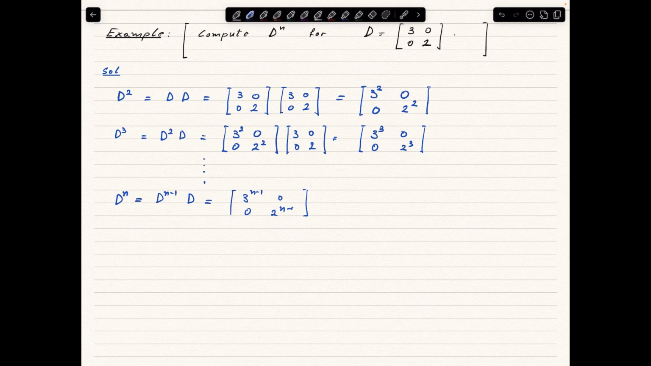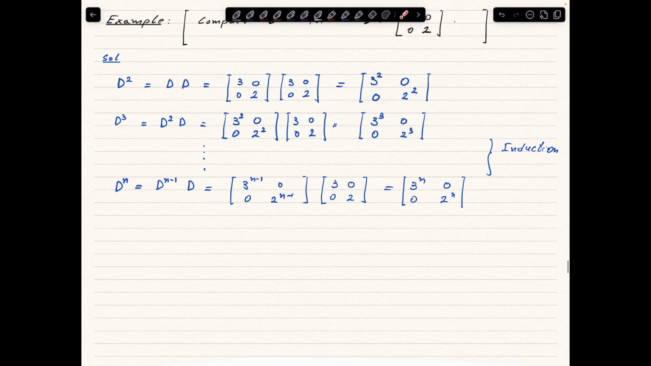And this has to be multiplied by one more matrix D. Here it is. And then we are going to end up with 3 to the power n, 0, 0, 2 to the power n. This is essentially what we call a proof by induction. So we assume the formula works for n minus 1, and we show that it also works for n.